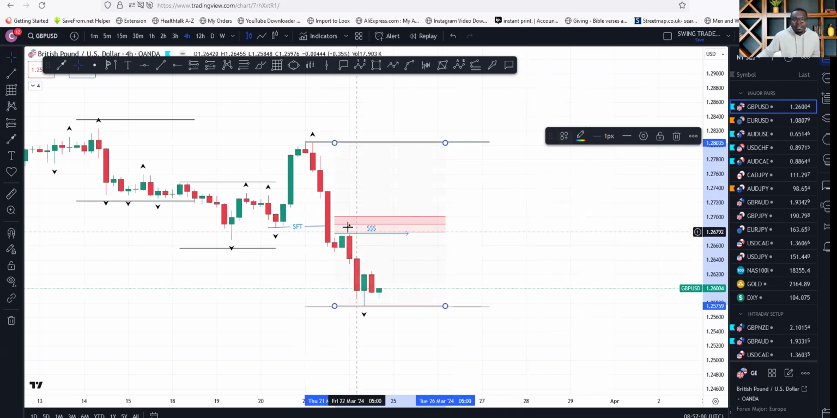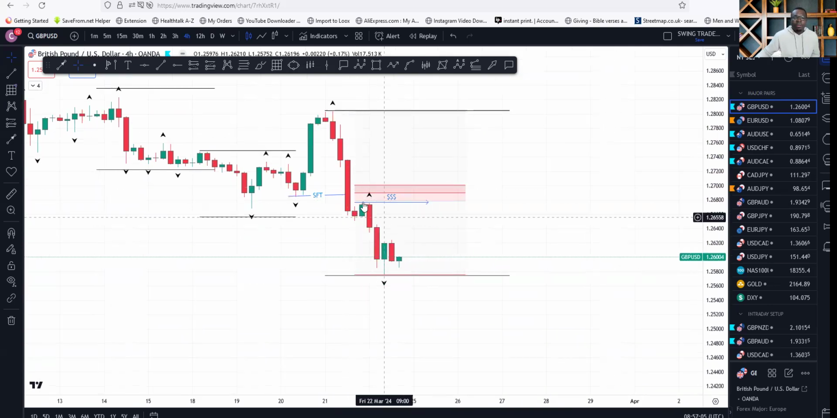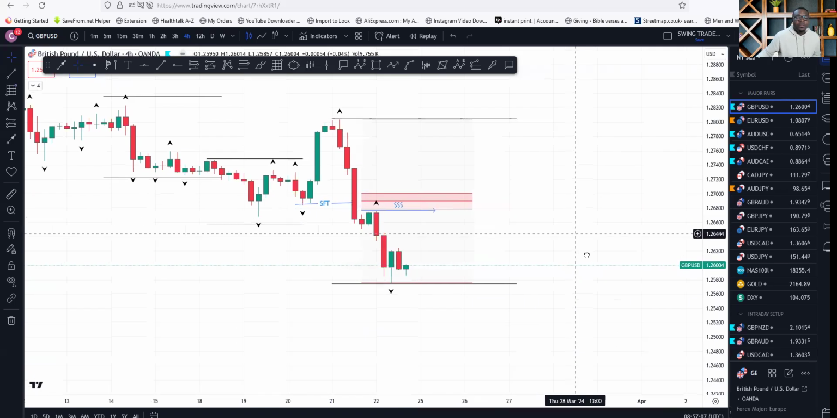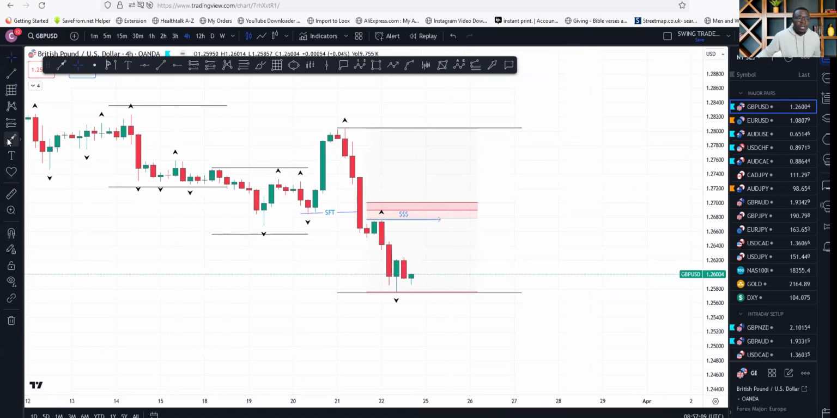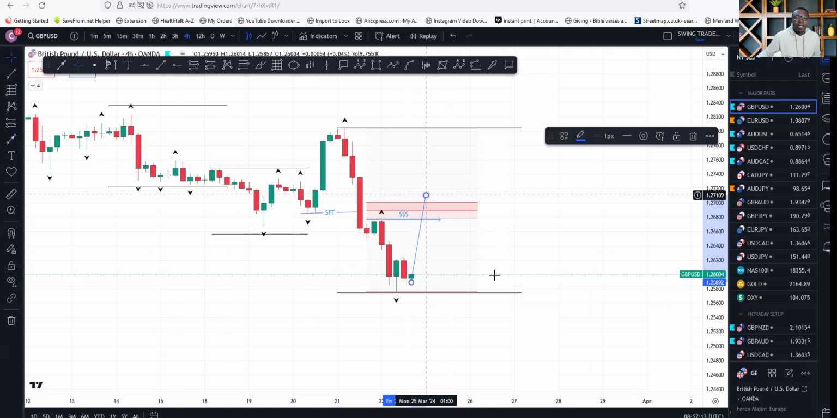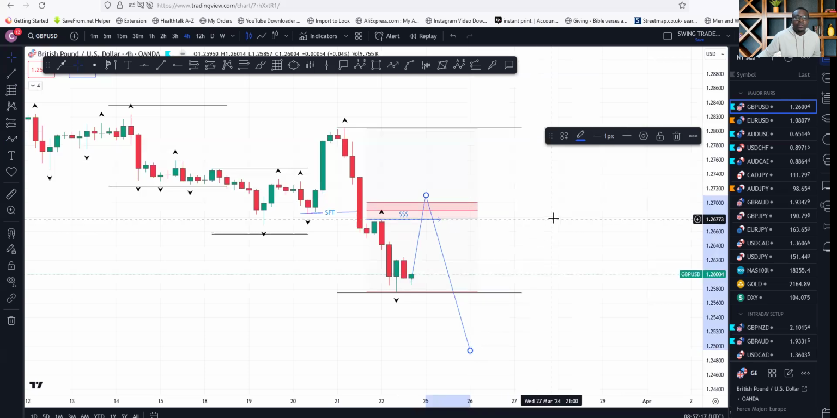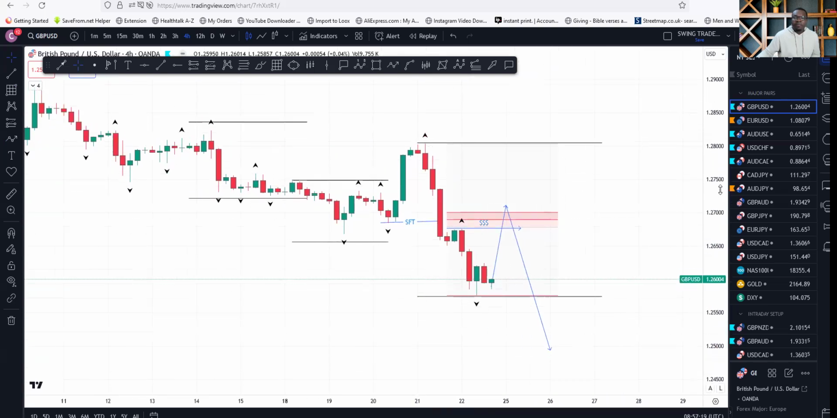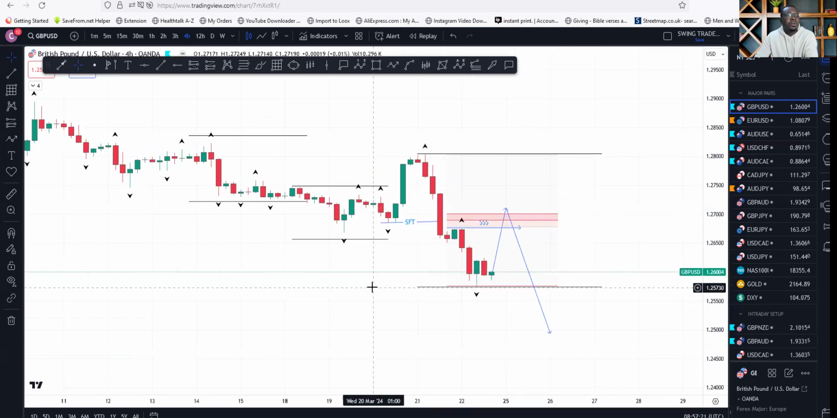So you see exactly where the equilibrium is. Price equilibrium, that's where the liquidity is. So I'm anticipating that price will push up this week. We're going to have a rally up to the upside, and then a drop again. So this is what I'm anticipating for British pounds. That was a great analysis, I believe.